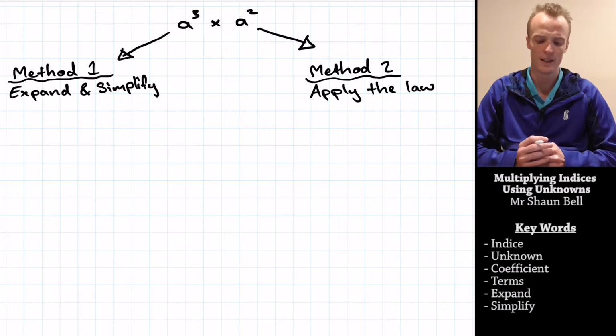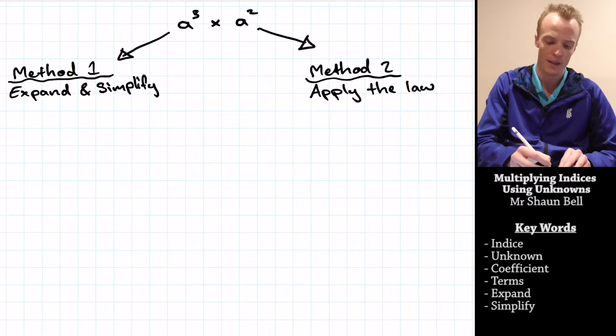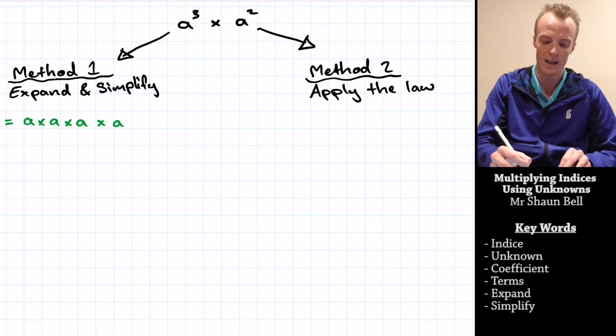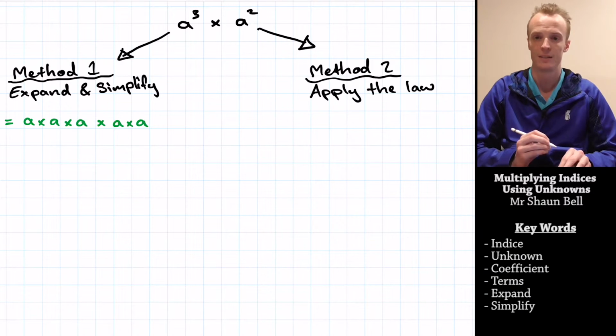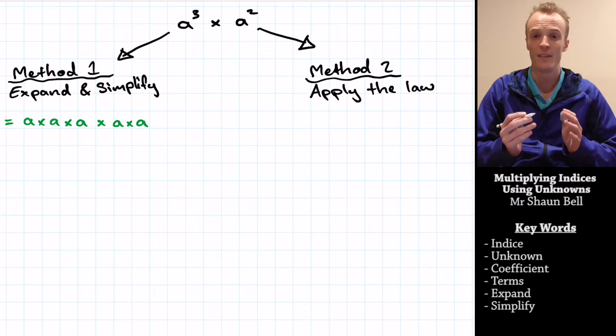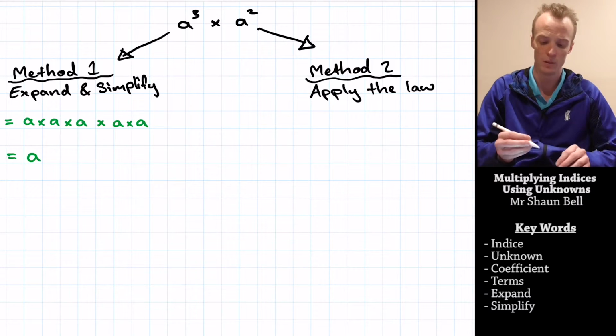So in method 1, it's asking us to expand and simplify. So when we've got a to the power of 3, that is equal to a times itself 3 times. And then we multiply that with a to the power of 2, which is a times itself twice. Now you'll immediately notice when we expand this that we've got the same thing multiplied by itself 5 times. And that's where indices come in handy. We can represent this by writing that same thing, that a multiplied by itself 5 times, or a to the power of 5.